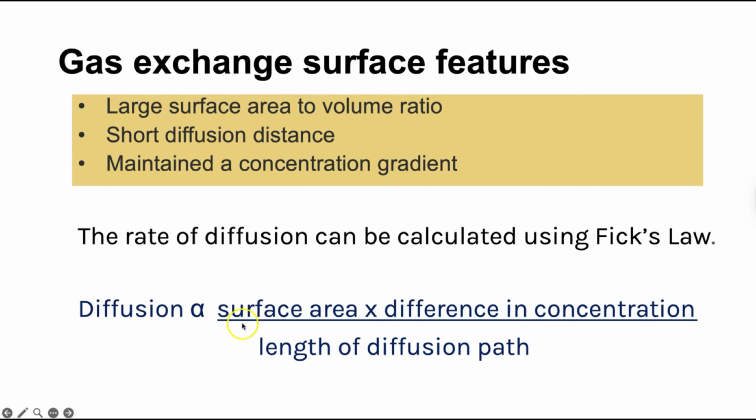And it links to this equation here, which you don't have to know, but it just helps to explain it. The rate of diffusion is proportional to how big the surface area is, how steep the concentration gradient is, divided by the length of the diffusion pathway.